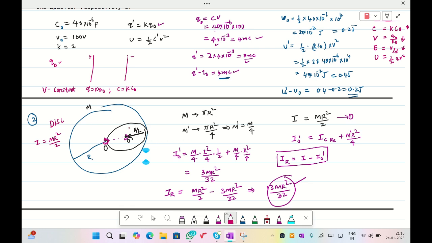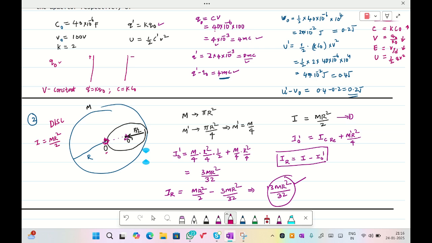From the periphery of this disk, the radius r by 2 is removed, as shown in the figure like this. So now what is the moment of inertia of the remaining disk about this axis they are asking, about O, I_O, the moment of inertia of the remaining mass about O.